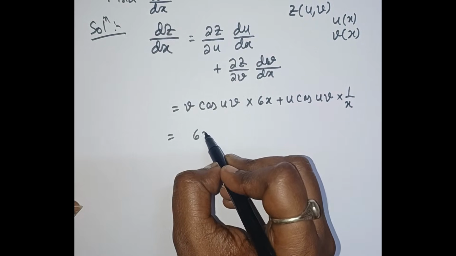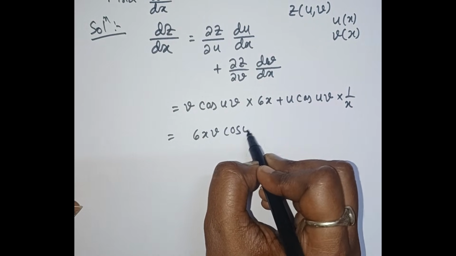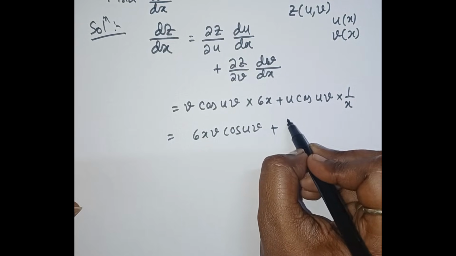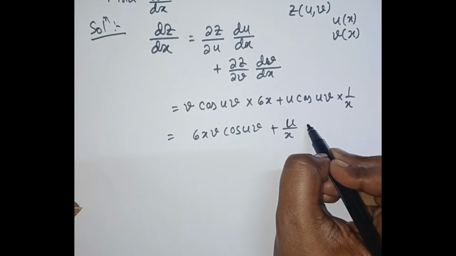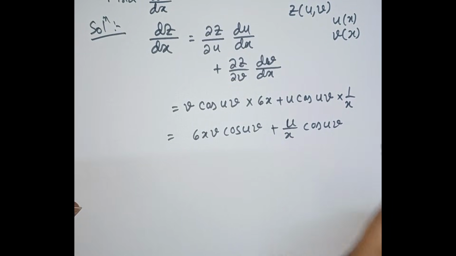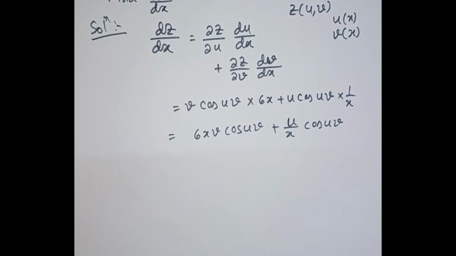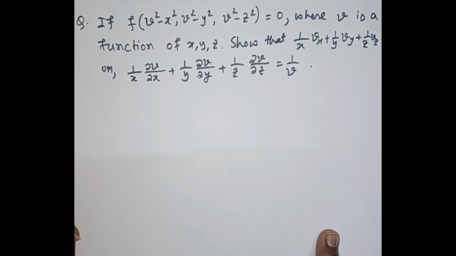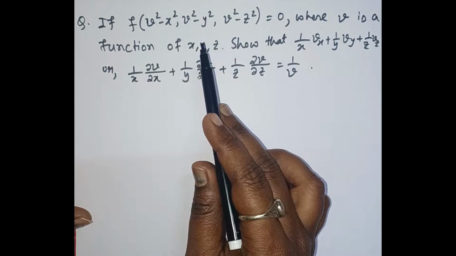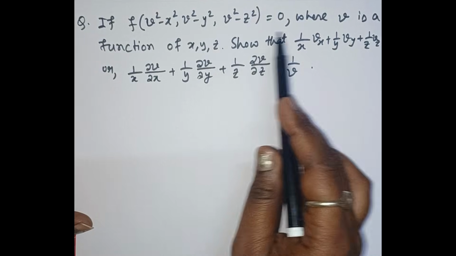So write properly, 6x v cos uv plus u by x cos uv. This is a very easy question. So next, move on to the third question. This is a question of, again, partial derivative.